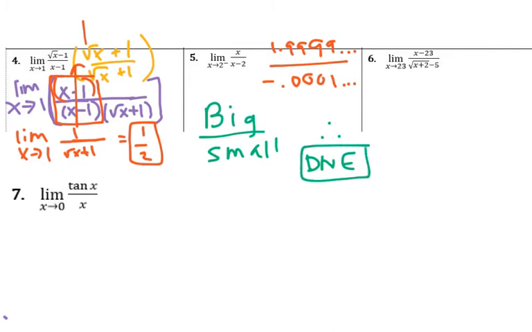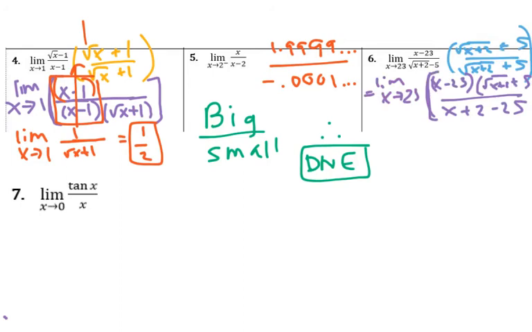Go ahead and try using the conjugate on number 6 and see if you can figure out some trig identities to use to help you out on 7, and then unpause the video. So looking at 6, we're going to multiply by the conjugate. The limit as x approaches 23 of (x - 23) times (the square root of x + 2 + 5). And if you look at the denominator, that's going to end up as a difference of squares, becoming x + 2 - 25.